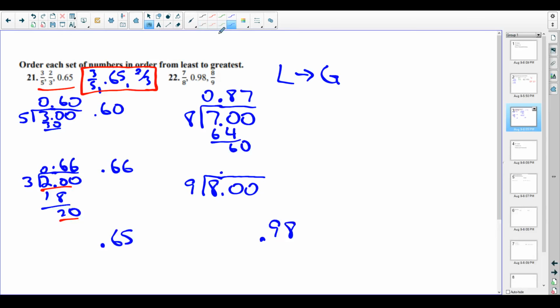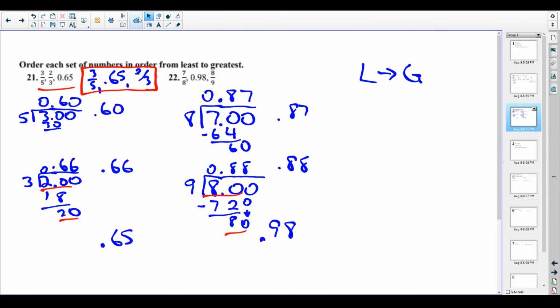Okay, so let's see. 9 can't go into 8, but it goes into 80 8 times. Because 8 times 9 is 72. And then I get 8 when I subtract. And then if I bring this down, same as last time, this is going to be a repeating decimal, so I'm just going to bring up another 8. So now I have 0.87, 0.88, and 0.98, which are written now in order just the way we wanted them.